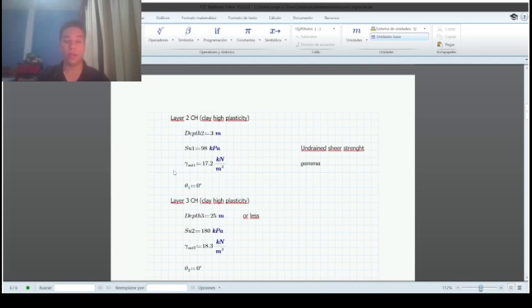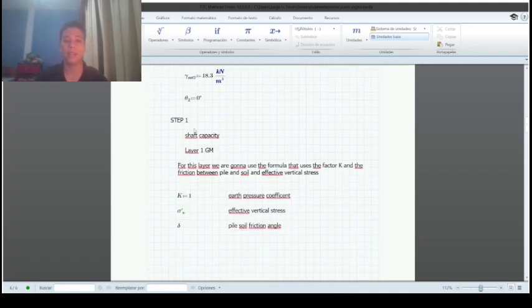Both. So, what are the data we can get about this? First, the depth. Second, the undrained shear strain. The gamma of the soil saturated of each one. Next step. First, what do we need in order to make a pile?